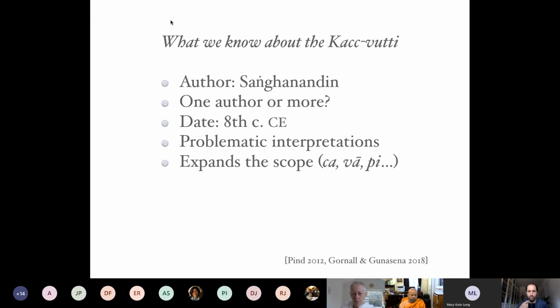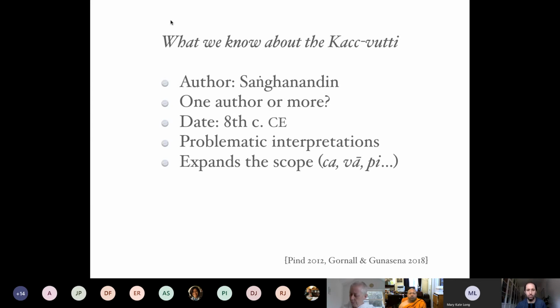Then, of course, there is a debate even in the ancient and medieval tradition as to whether there is one author or more. Maybe Sanganandin only composed one part of the Vritti, and other parts were composed by other authors. Others will say that the entire thing, the Sutta and the Vritti, is composed by the same author. There are different opinions. The date is roughly 8th century Common Era, for the simple reason that it has to be later than the Kashika Vritti.